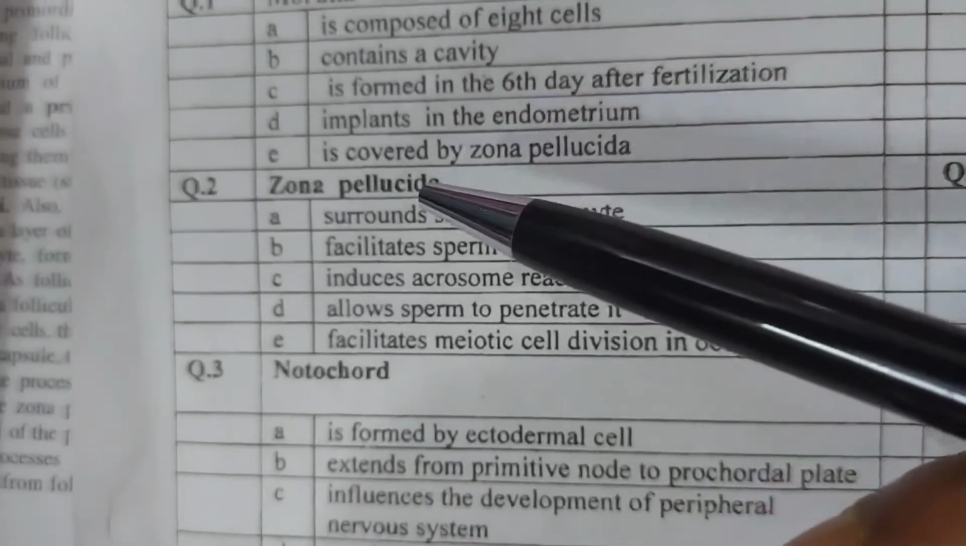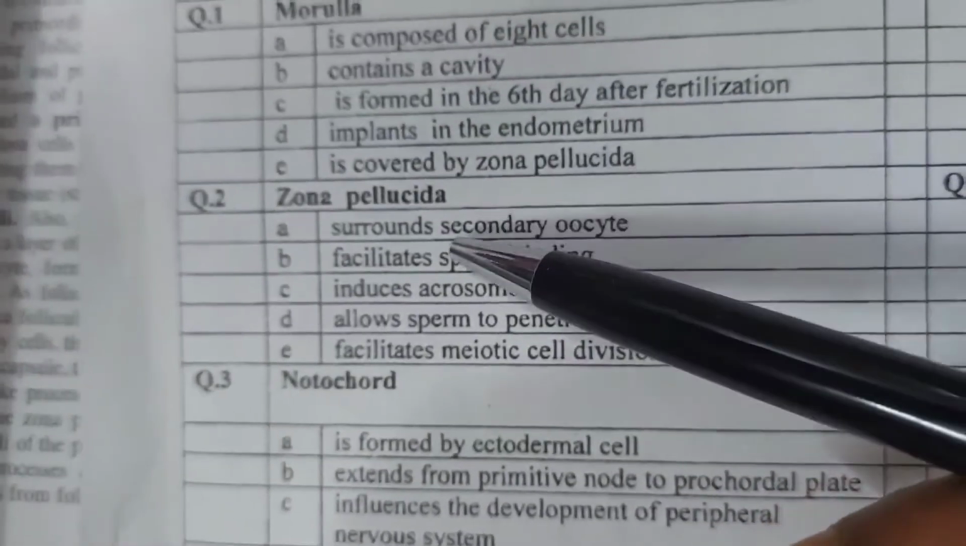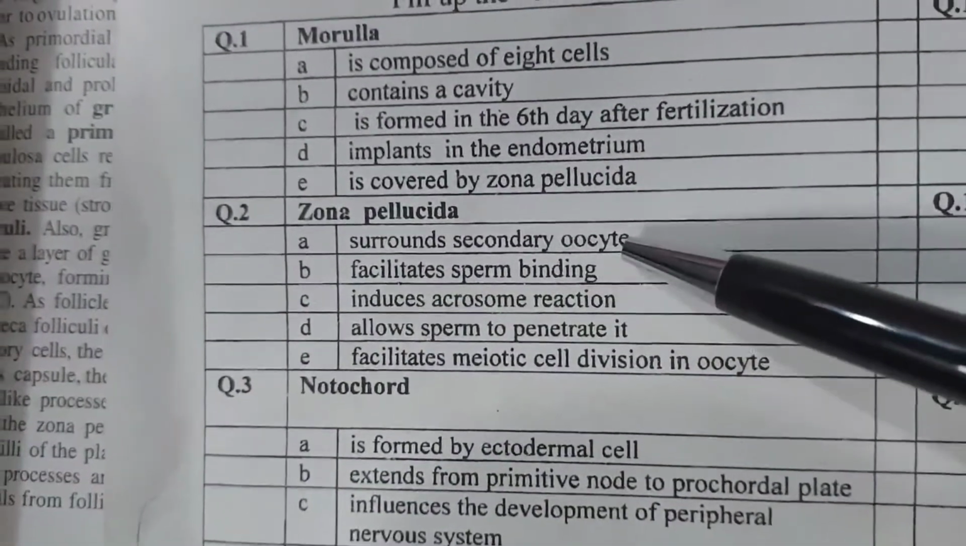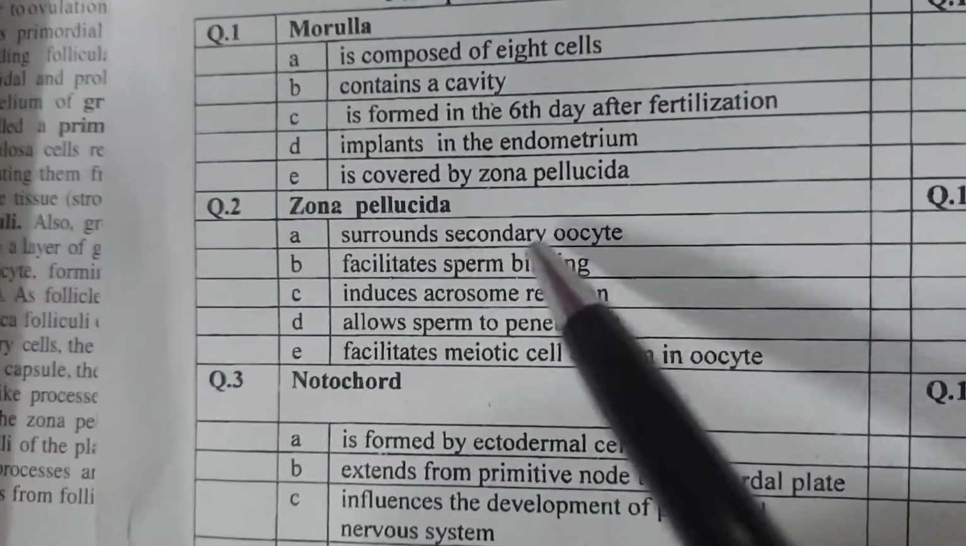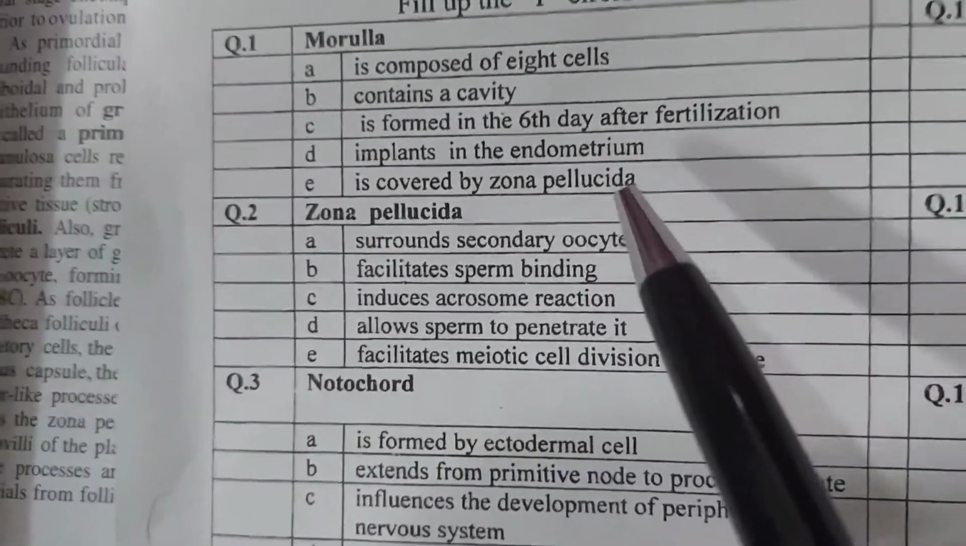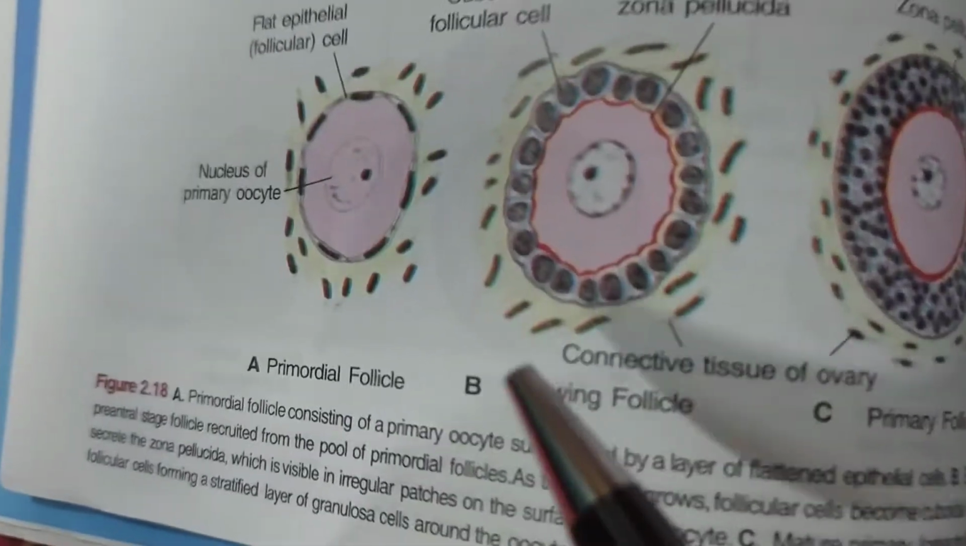Our question was: the Zona pellucida surrounds the secondary oocyte, whether it is true or false. First of all, we have to know what a secondary oocyte is. So what is an oocyte?